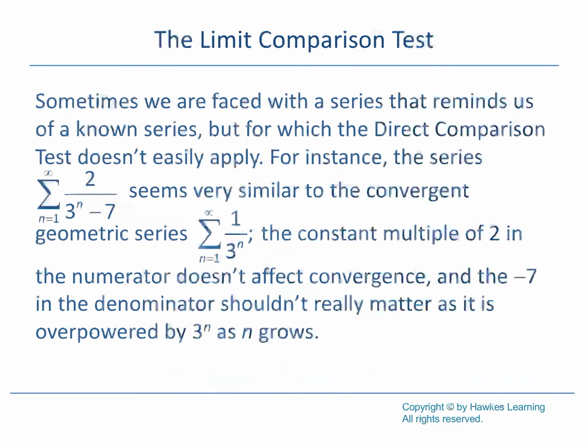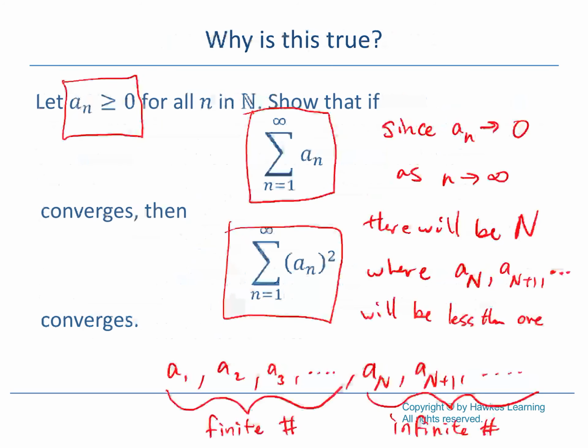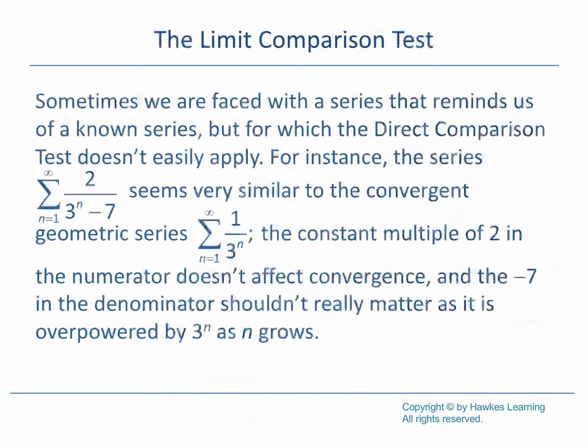Moving on. Limit comparison test. Now this is a little bit more powerful, a little bit more subtle than the direct comparison test. Here we get to look at series that are maybe even a little bit weirder. We're looking at this series where we've got 2 over 3 to the n minus 7. It does seem very overall similar to the geometric series 1 over 3 to the n.